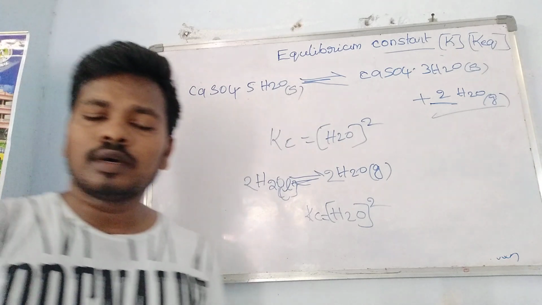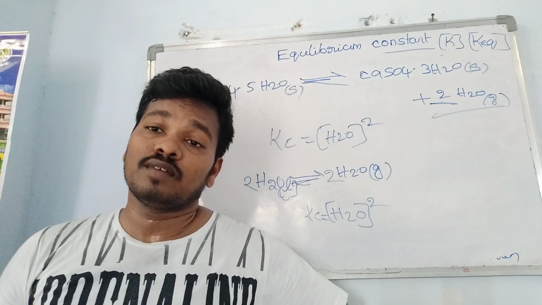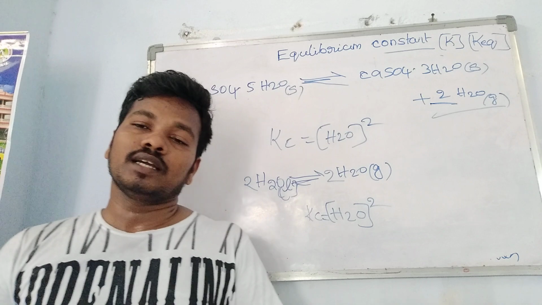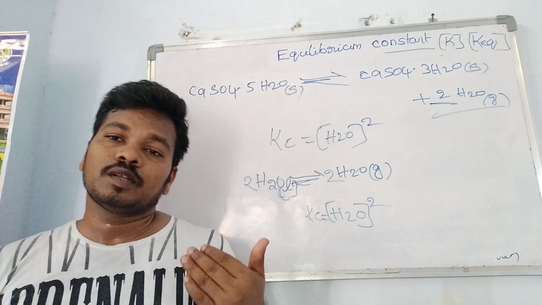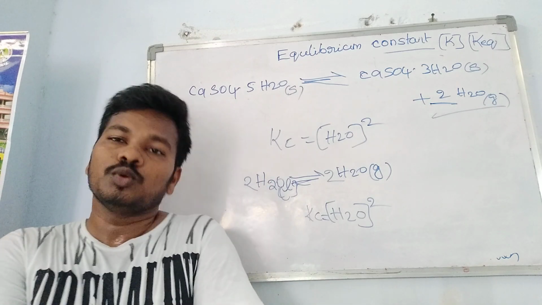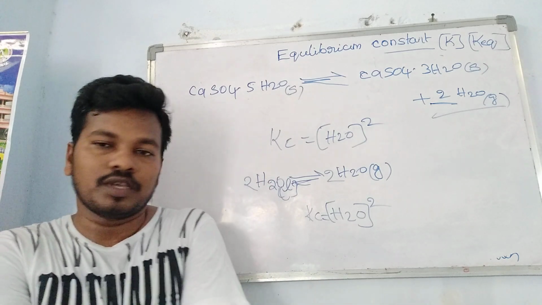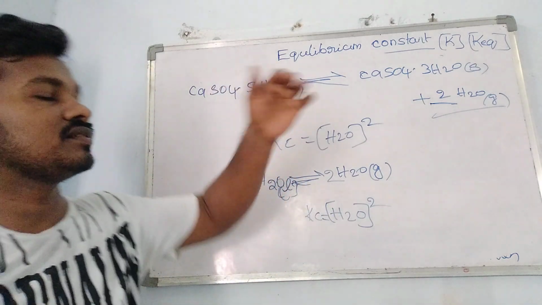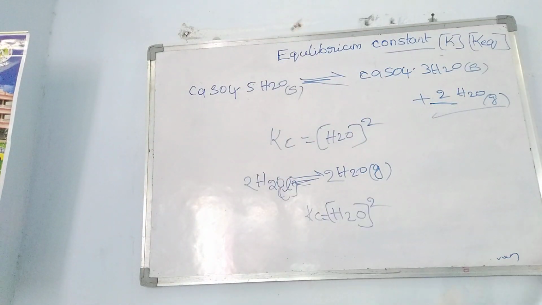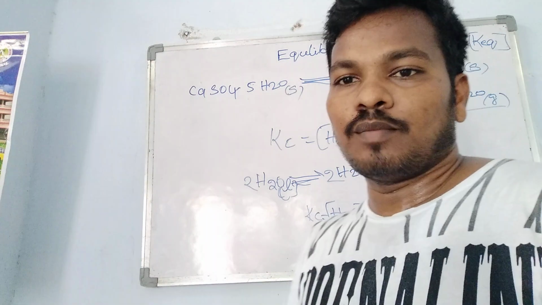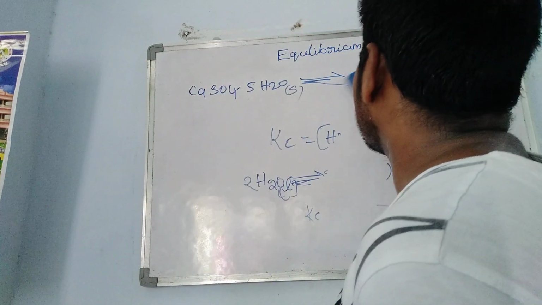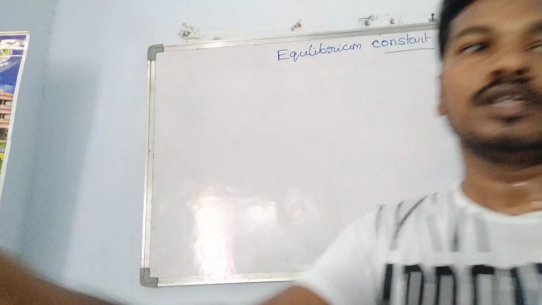One thing you have to remember: while writing the Kp expression, we express in partial pressure, and for Kc we express in terms of molarity, with units moles per meter. Kp is in atmosphere. While writing the equation, we neglect the solid and liquid. By using this you can write any example. If you practice more examples, it will give more confidence.